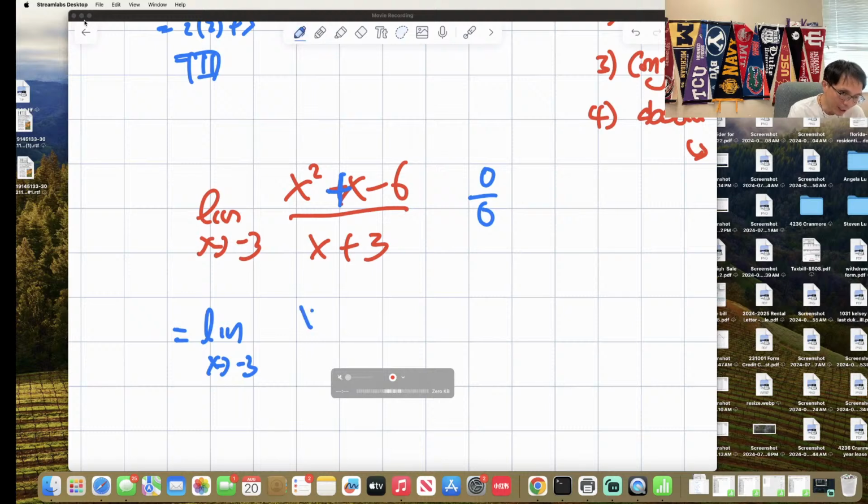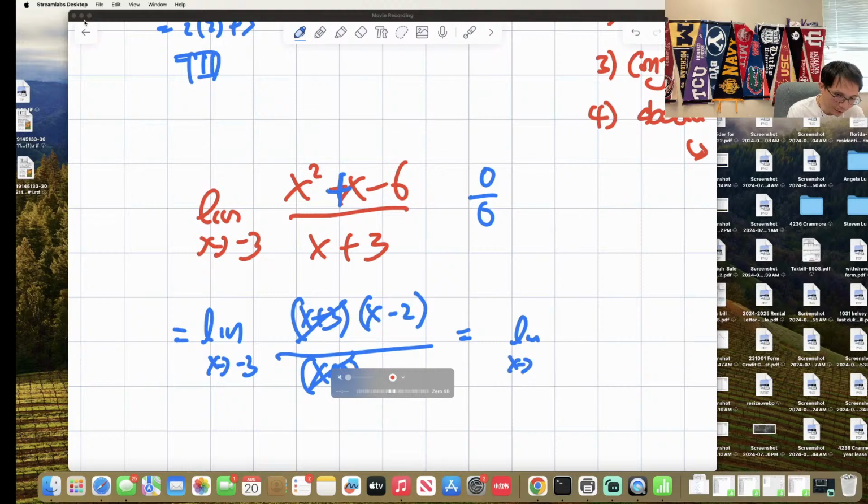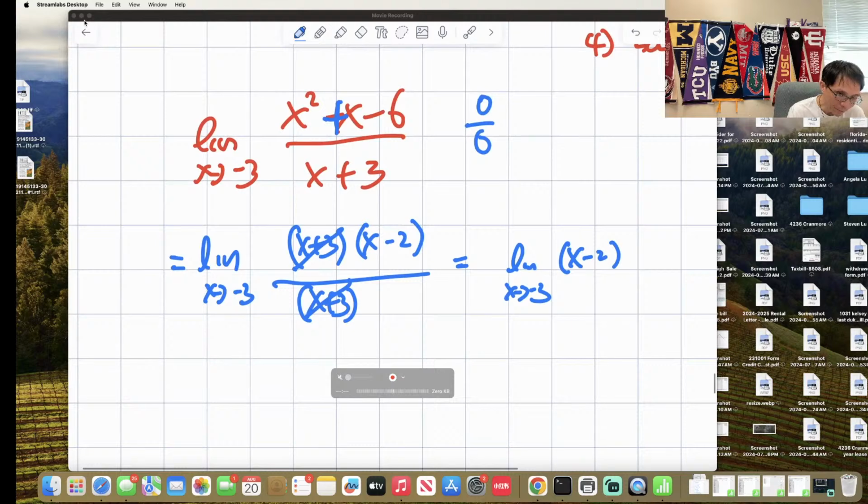So that's going to be x plus 3 times x minus 2 over x plus 3. And this will cancel out. And then you can say limit as x approaches -3 of x minus 2. Now we can plug in. So -3 minus 2 is equal to -5.